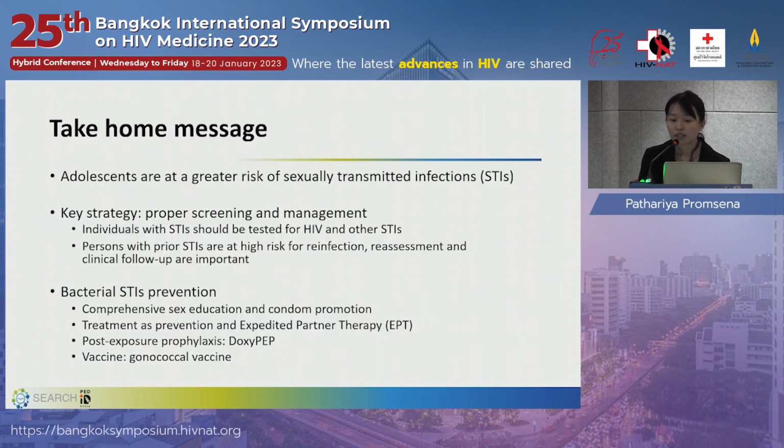And in conclusion, adolescents are at a greater risk of STI. Proper screening and management are the key strategy. And in terms of bacterial STI prevention, there is also antimicrobial PEP such as doxy-PEP, and vaccines that may be of interest in the future.